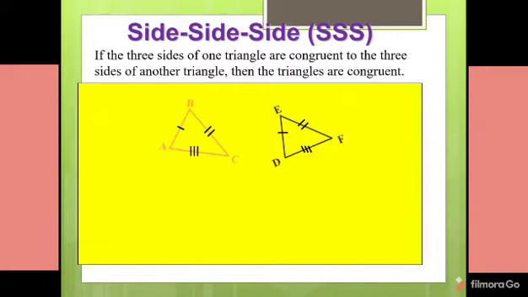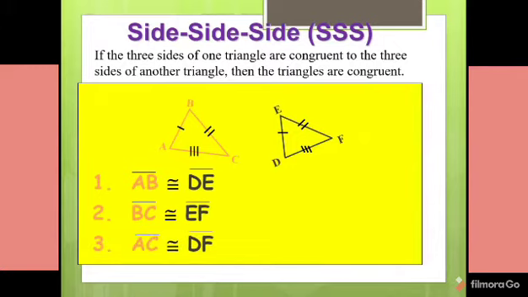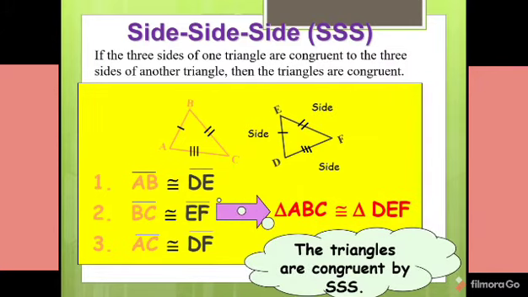Or we could say side-side-side congruence postulate. What does it say? If the 3 sides of one triangle are congruent to the 3 sides of another triangle, then the triangles are congruent, just like in our illustration. Triangle ABC and triangle DEF. There you could say that segment AB is congruent to segment DE, segment BC is congruent to segment EF, segment AC is congruent to segment DF. There you go, the sides. You can therefore conclude that triangle ABC is congruent to triangle DEF. The reason would be the triangles are congruent by SSS.